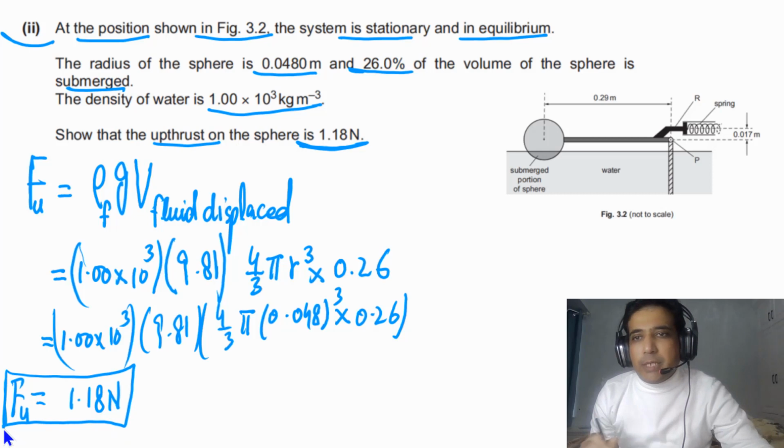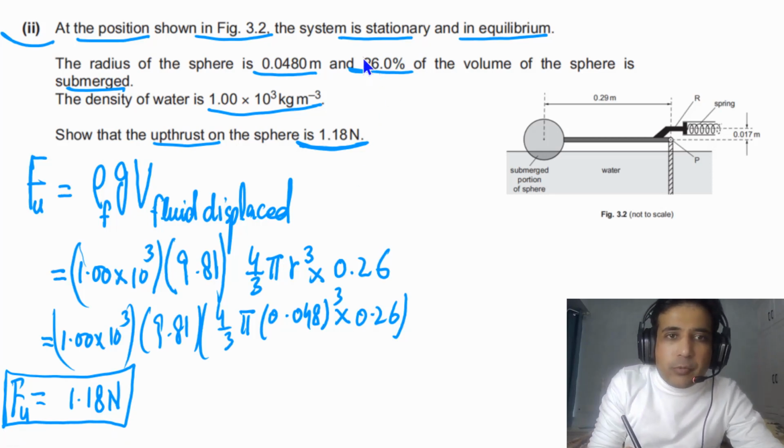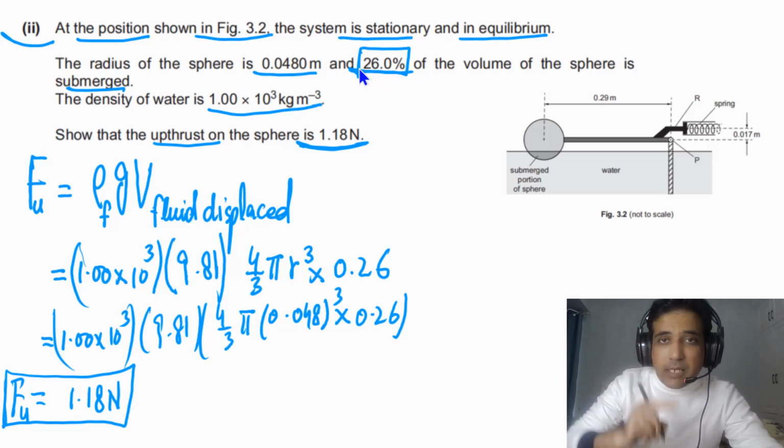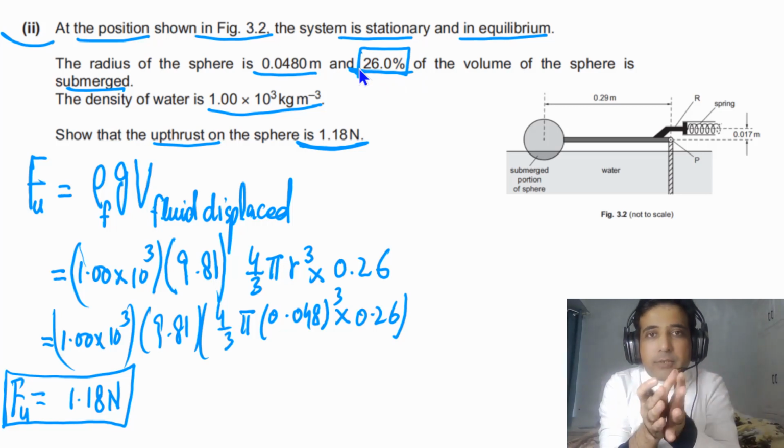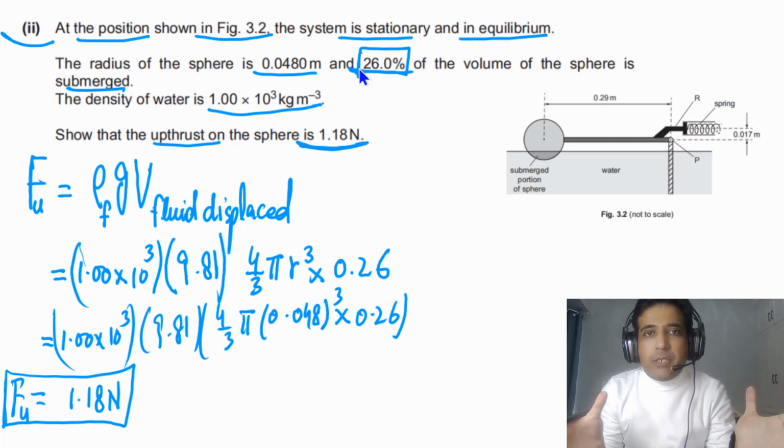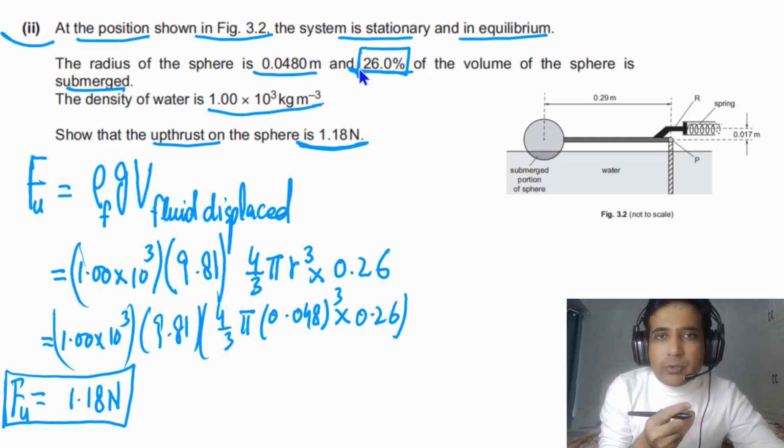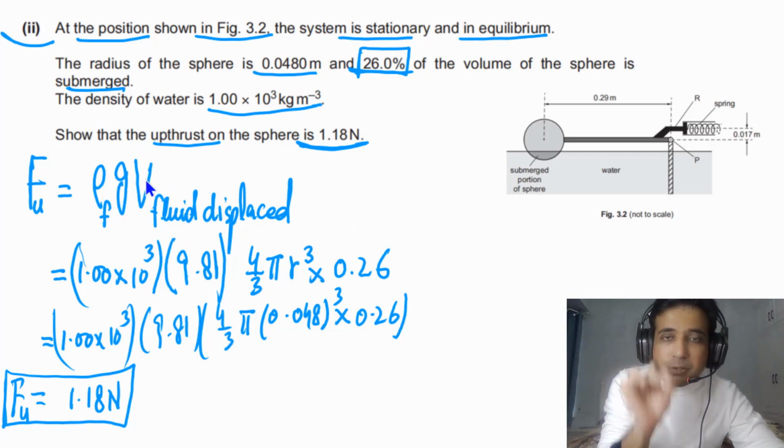So this is the important part you need to understand. 26% of the sphere is inside the fluid, and that is equal to the volume of fluid displaced. So next time they can trick you in a different way. So you need to understand which volume you have to write here: the volume of fluid displaced.